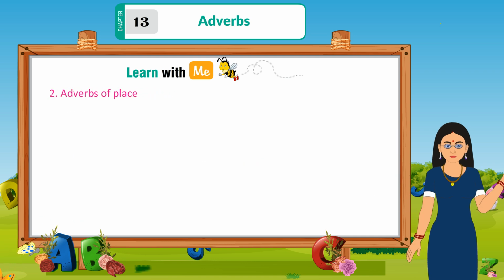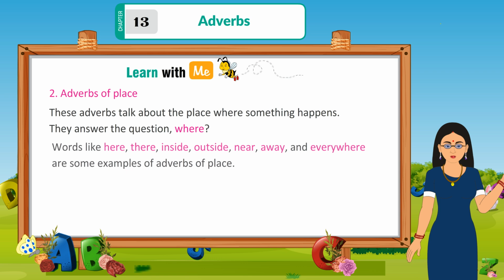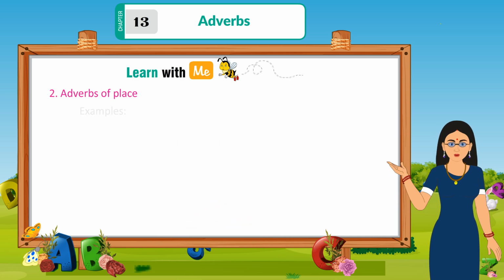2. Adverb of place. These adverbs talk about the place where something happens. They answer the question where. Words like here, there, inside, outside, near, away and everywhere are some examples of adverbs of place.